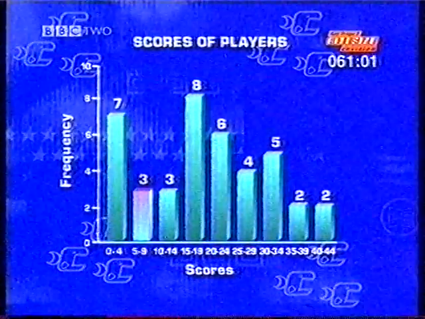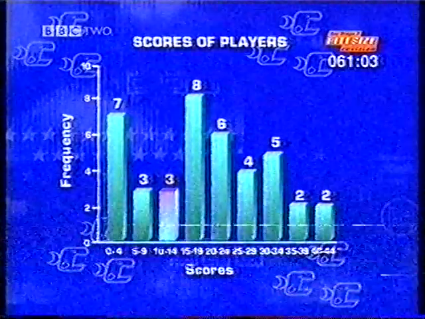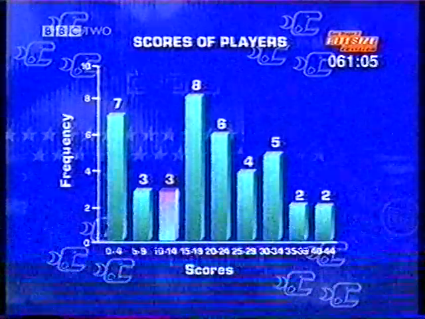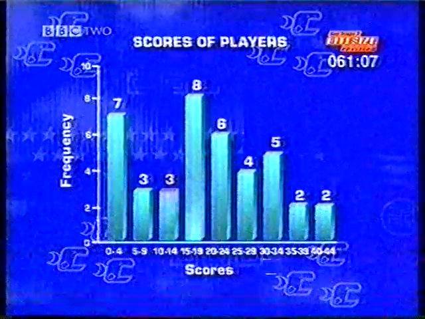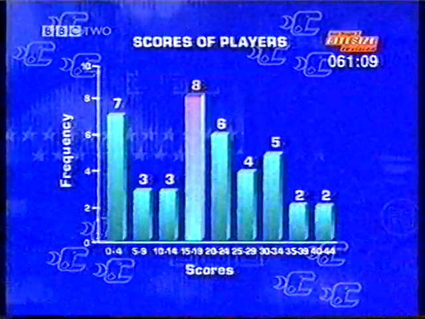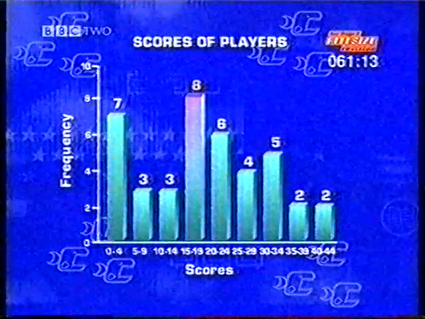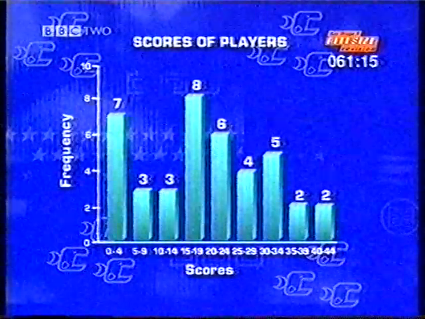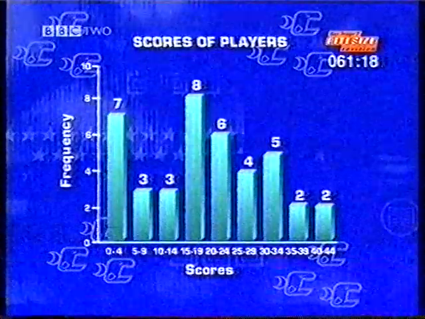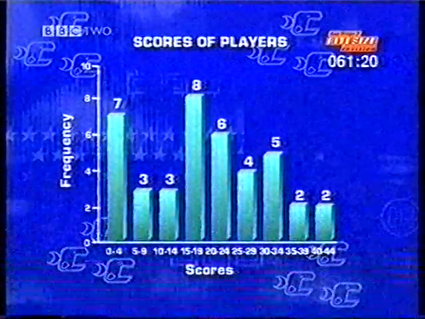The groups from 5 to 9 and 10 to 14 have frequencies of 3, so these bars go up to 3 on the y-axis. The group from 15 to 19 goes up to 8 because its frequency is 8. Notice that the heights of the bars may vary, but the width remains the same, because in bar charts, the intervals are regular.